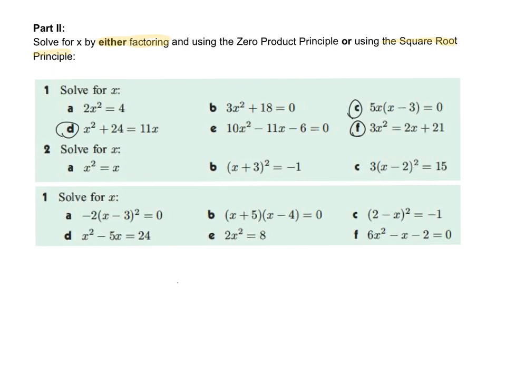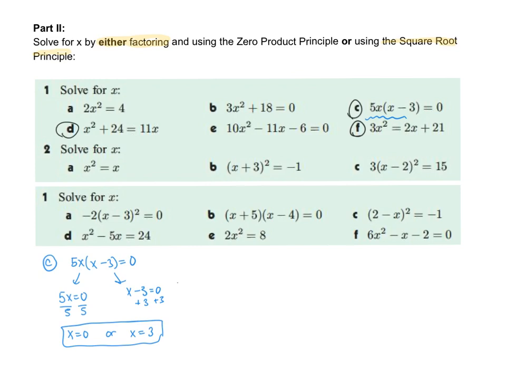Oh my gosh, letter C is already factored. So what we can do is just use the zero product principle. And we're just going to set the first factor equal to 0 and the second factor equal to 0 and solve for x. So to solve for x, I'm going to divide by 5, so x equals 0. Or over here, I'm going to add 3 to both sides, so or x equals 3.